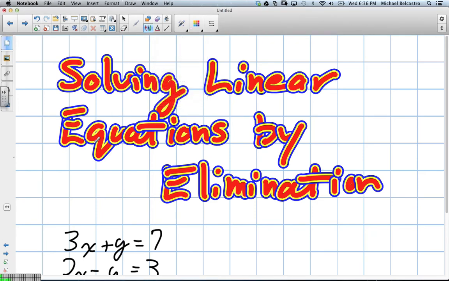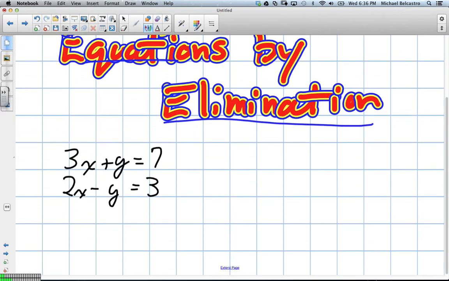Solving linear equations by the method of elimination. Okay, so we have two linear equations. We know they're linear because our x values are kind of to the power of 1. There's nothing there. So we'll call this equation 1 and equation 2.